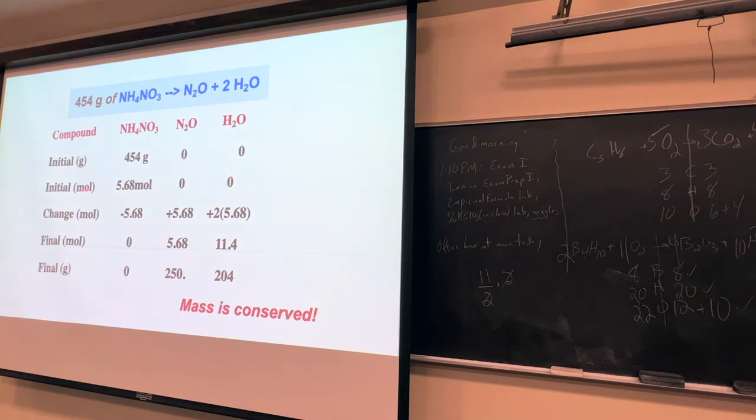Now, we started with 5.68 moles of a reactant. We ended up with 5.68 moles of N2O and twice that number of moles of water. But at the end of the day, the grams that went in equal the grams that go out. And that's what chemists are after. So 250 and 204 would be the theoretical yields of those products. So from 454 grams, we should be able to make 250 grams of N2O and 204 grams of water.